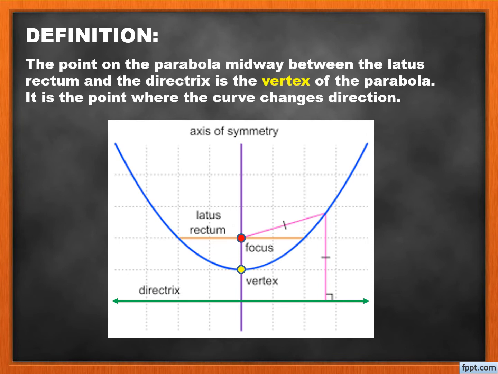The point on the parabola midway between the latus rectum and the directrix is the vertex of the parabola. It is the point where the curve changes direction. In our figure, the yellow point is our vertex. It is either the highest or the lowest point in our parabola.